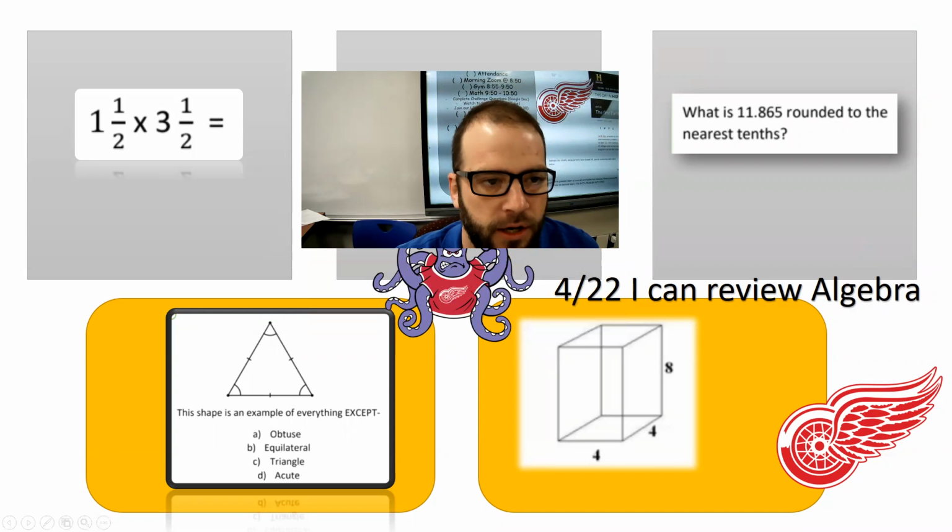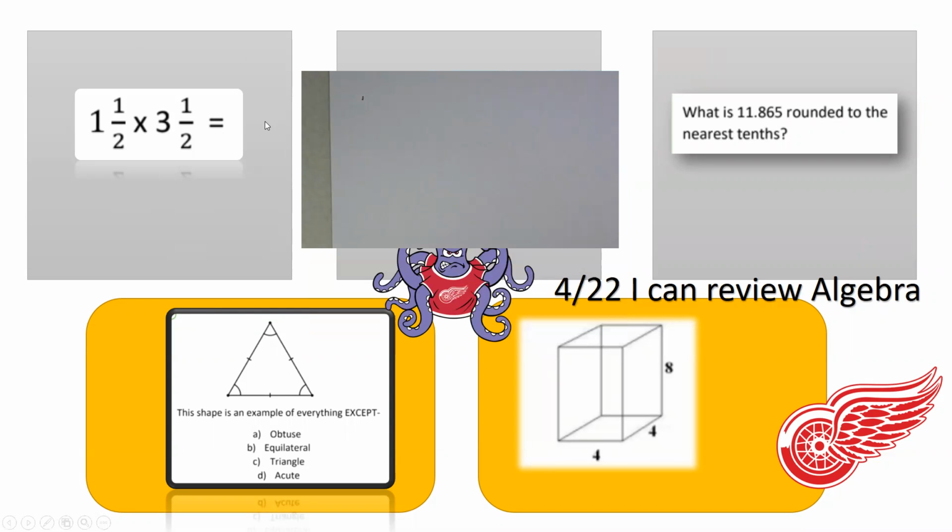This question right here is going back to earlier on in the year, in the fall, multiplying mixed numbers. So we have 1 and 1/2, and we're multiplying that by 3 and 1/2. How do you multiply mixed numbers? You don't. The first thing that we want to do is turn them into improper fractions instead. So what is 1 and 1/2 times 3 and 1/2?